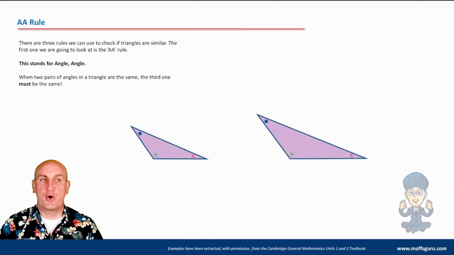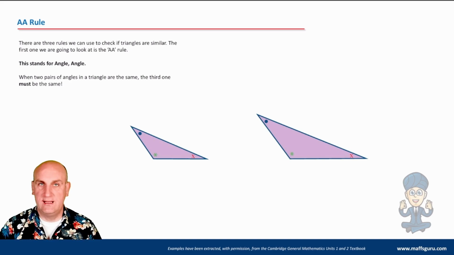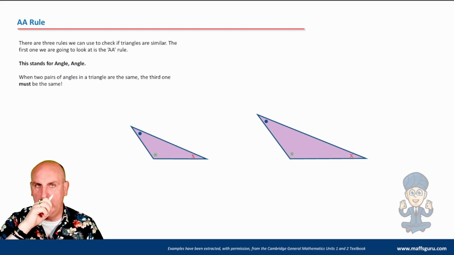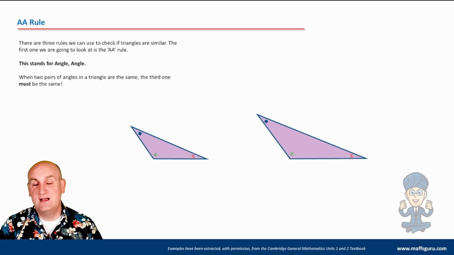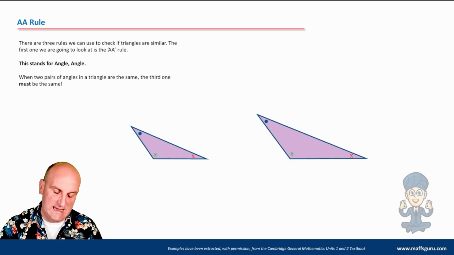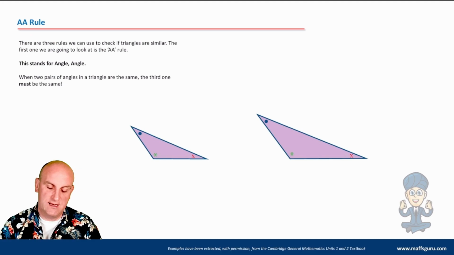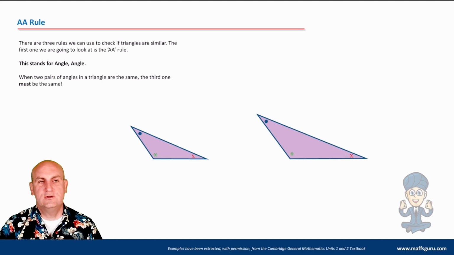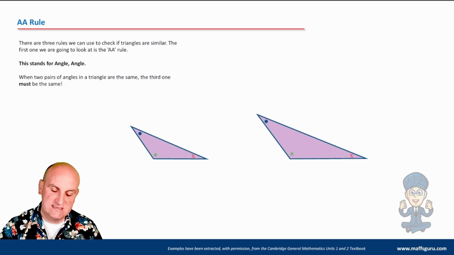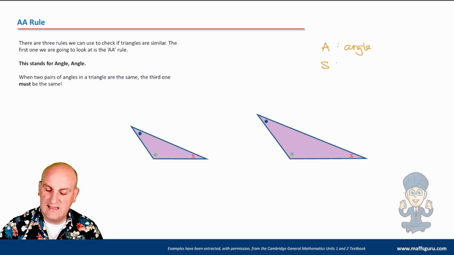Now, there are 3 rules for triangle similarity. So they may give you some triangles and say, are these similar? And you're going to turn around and say, yes, they are similar because, and you're going to choose one of the 3 rules. The first rule is the AA rule, which again, I think is an unfortunate name because AA stands for lots of different things in different parts of the world. But let's look at the AA rule. Now, A in maths stands for angle, particularly in this topic. So wherever you see a capital A, it stands for angle. And in a minute where you see a capital S, it stands for side.